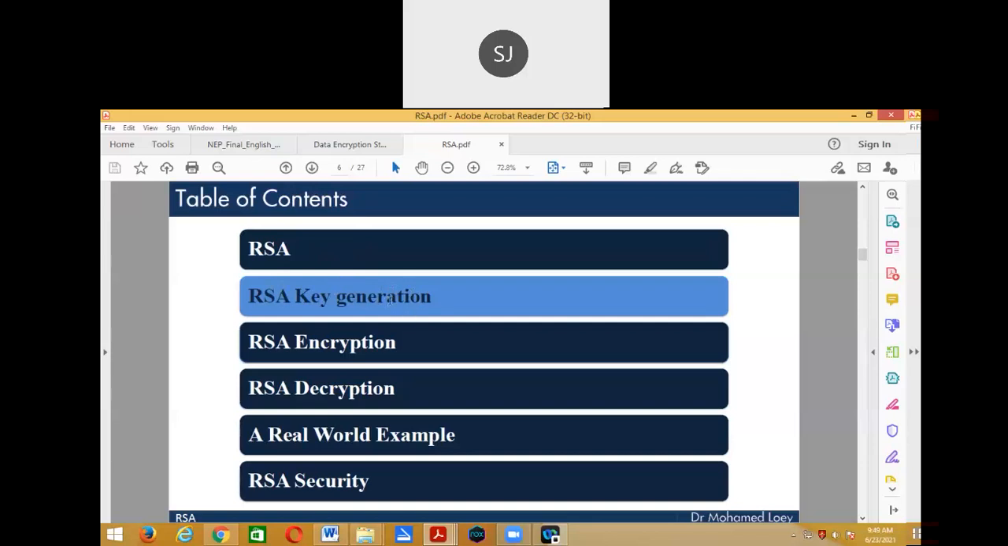In the case of RSA, there is a particular key generation process. Once the keys are generated, that means two keys: a private key and the corresponding public key. There exists a relation between the private key and the public key. So the key generation, the encryption process using RSA, and the decryption process using RSA, these things we will study.